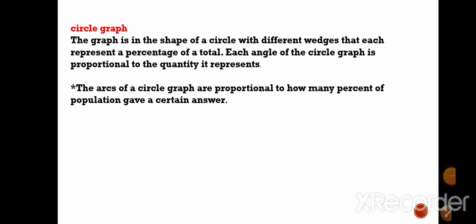Next, we have the circle graph. The graph is in the shape of a circle with different wedges that each represent a percentage of a total. These wedges often look like pieces of pie, which is why the circle graph is sometimes referred to as a pie chart. Each angle of the circle graph is proportional to the quantity it represents. There are different types of circle graphs. They might look different, but they all represent data in much the same manner.